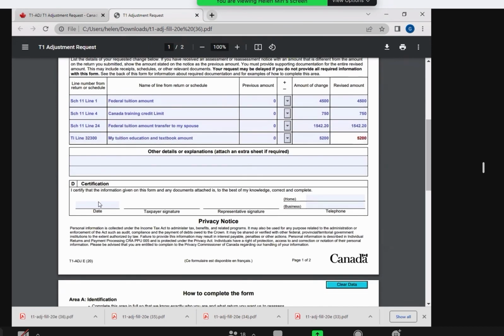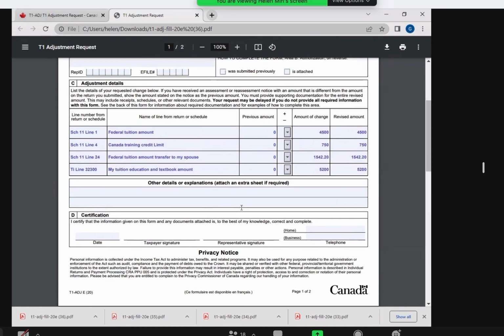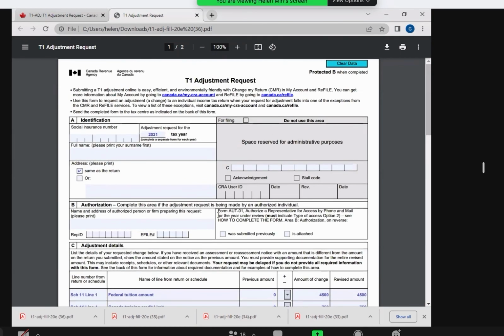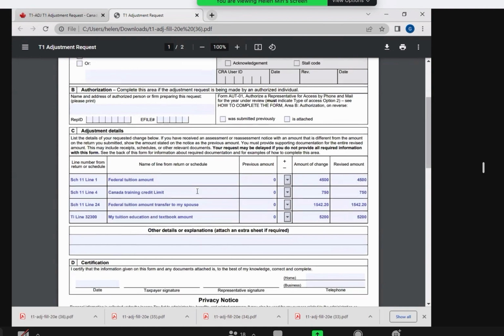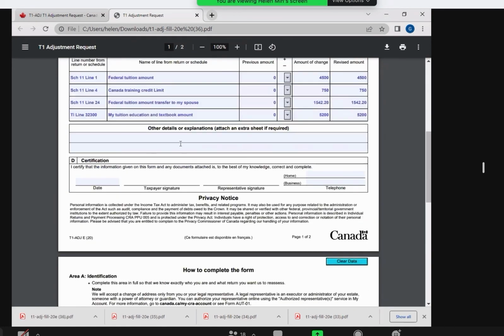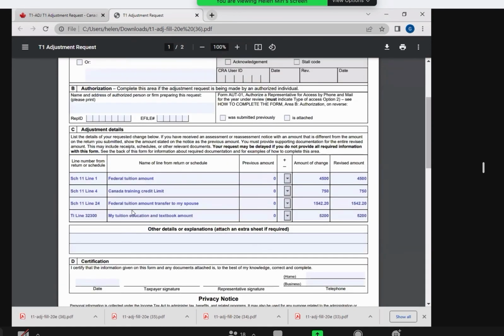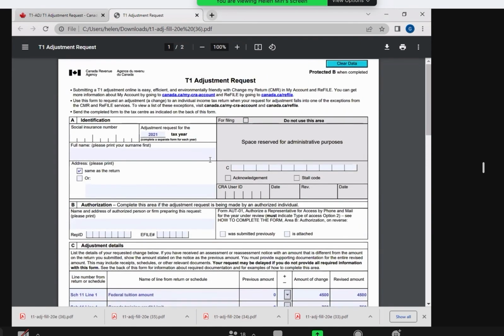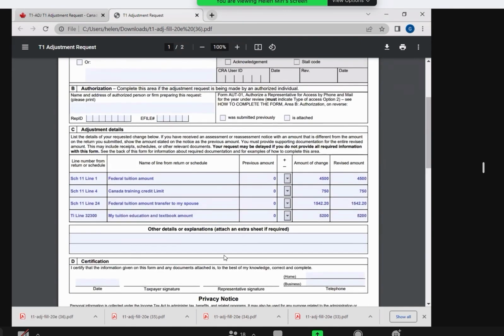Then you sign it. Okay, the date, then you sign the signature. Then you put the number. Then with this you print out. The SIN number you have to know. Don't forget your SIN number. Then you print out this page with your T2202 to send in to CRA. Understand?